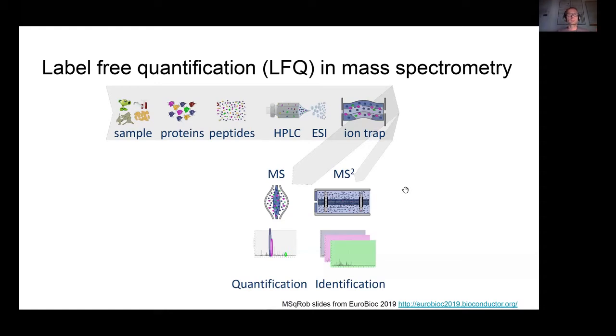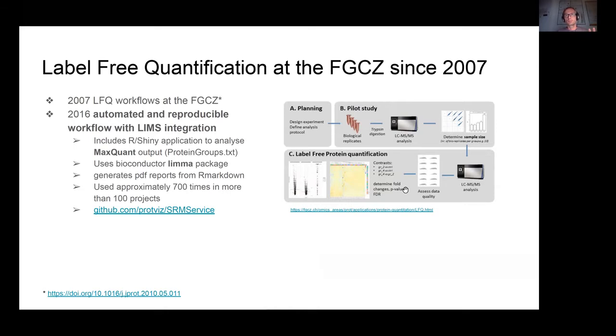I have to assume that you know what label-free quantification in mass spectrometry is. Here is a brief slide as a reminder. I mentioned we run LFQ experiments at the Functional Genomics Center since 2007. And since 2016, we have a fully automated reproducible workflow, which also has some R components, a Shiny app, and uses some Bioconductor packages. And it is available on GitHub.